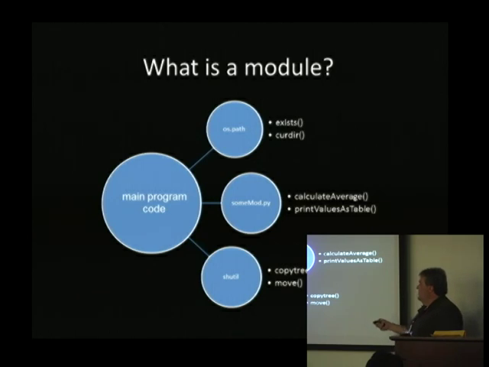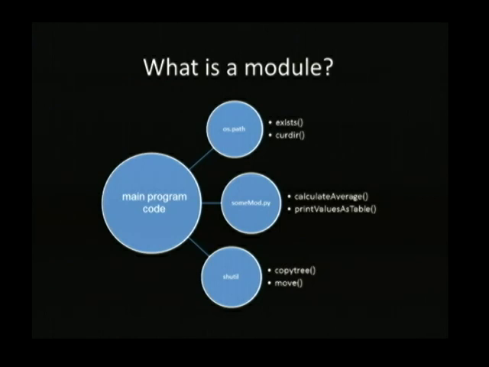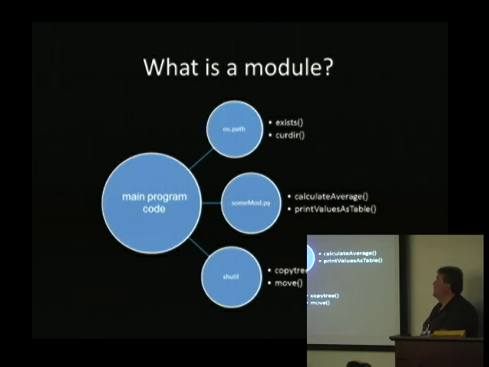You've got your main program code, and this main program code can make calls to each of these modules to have these modules help the main program do something. In some examples, we've got a module called os.path. And os.path provides you at least two functions there, called exists and current directory. So basically, you pass os.path a file path, and it'll tell you true or false if that path exists. You can also have it return the current directory as well.